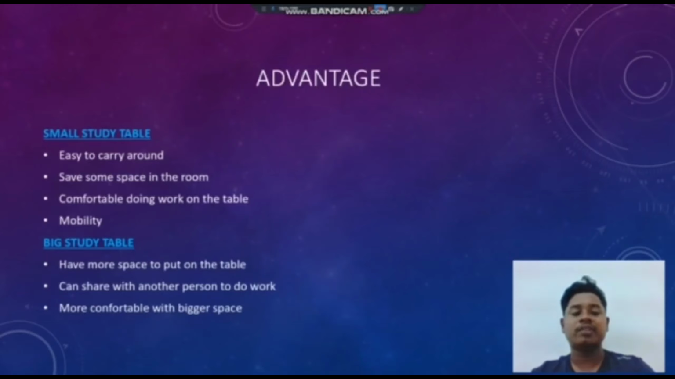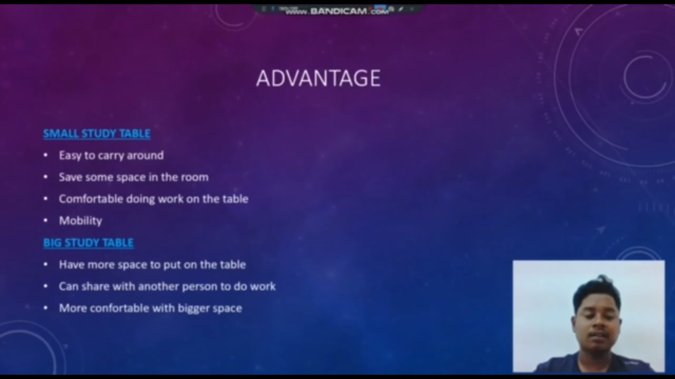Third, it is comfortable doing work on the table because you do not have to lie down on the floor, and you can study calmly. Okay, for the big study table, it has more space. You need a lot of space to put the study table in the room.